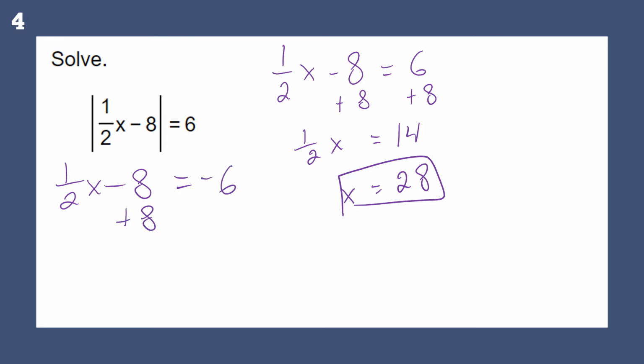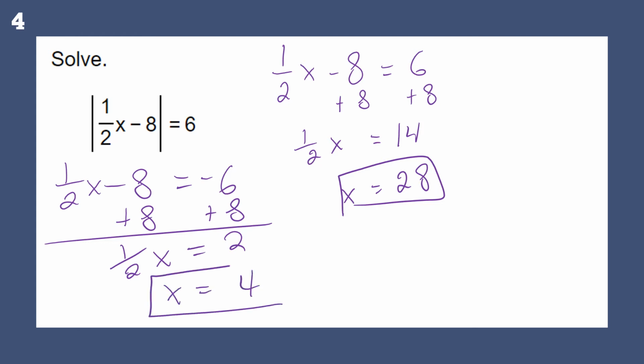Now we solve that equation in the same way. We add 8, and that gives me 2. So we have 1 half x equals 2, multiply both sides by 2, and I get x equals 4. One mistake people make is they try to just solve it the first way and then put plus or minus, but that's actually not true. Notice that this was a completely different number, and they both ended up being positive numbers. But those are our two answers.